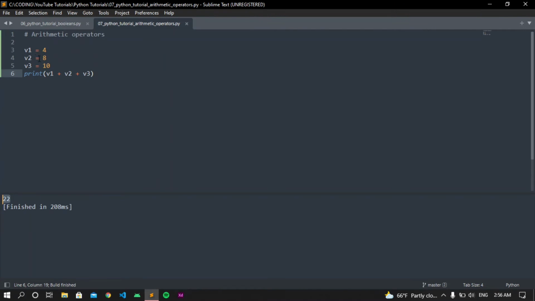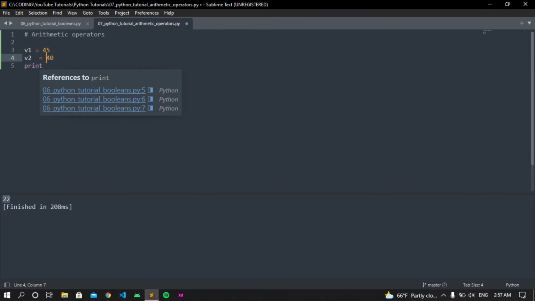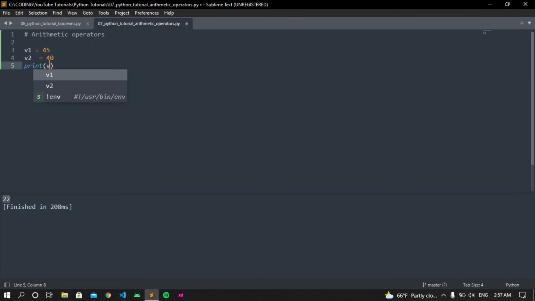This is the addition operator, and if you've guessed it already, the subtraction operator is the negative sign. Just like in addition, we define some variables here, v2 as 40, and we subtract the second value from the first value. We just take it away from it, just like in normal math. So if I print v1 minus v2, I should get 5, just like that. It's easy peasy.